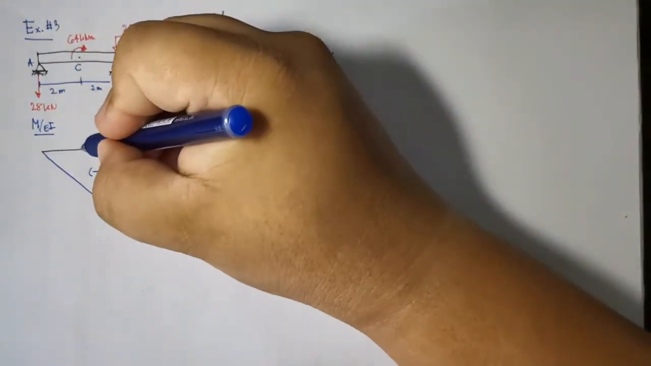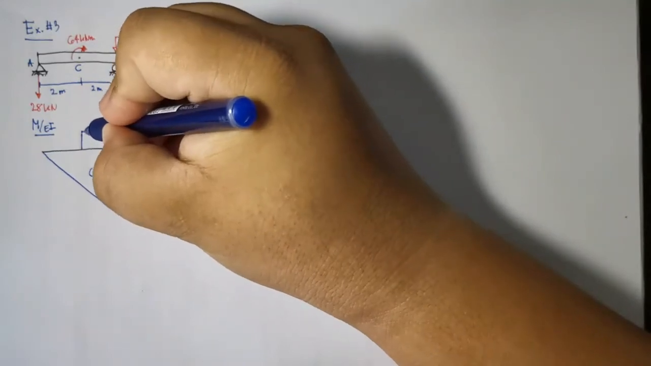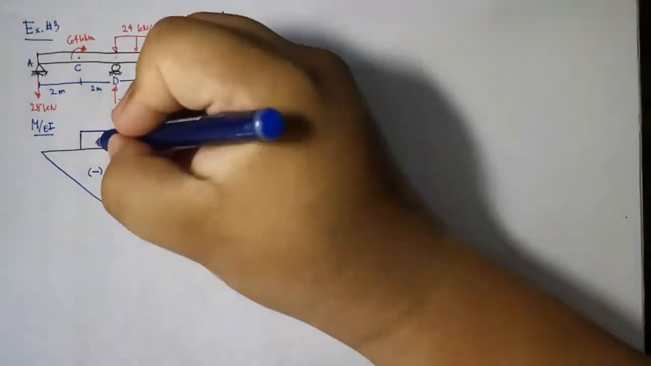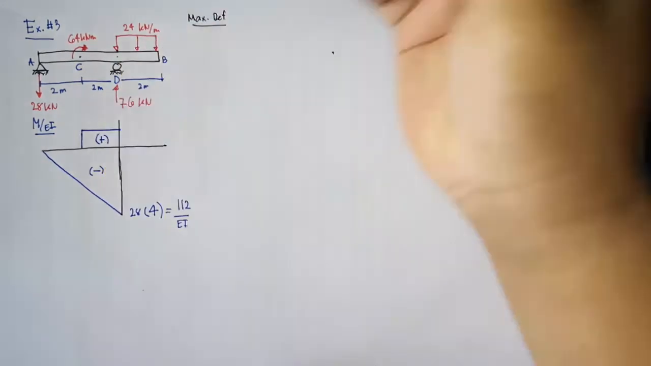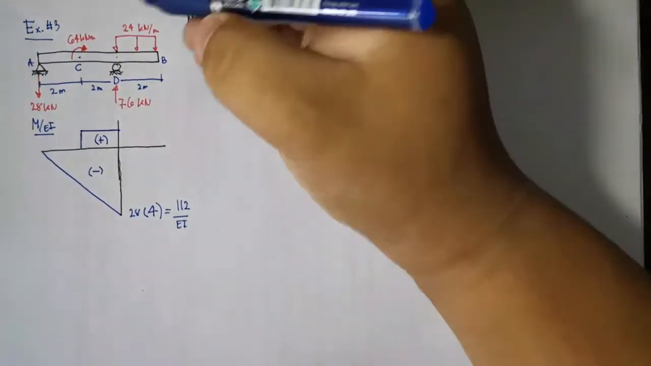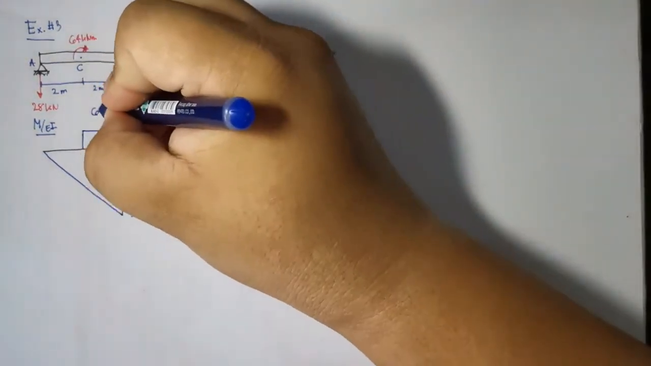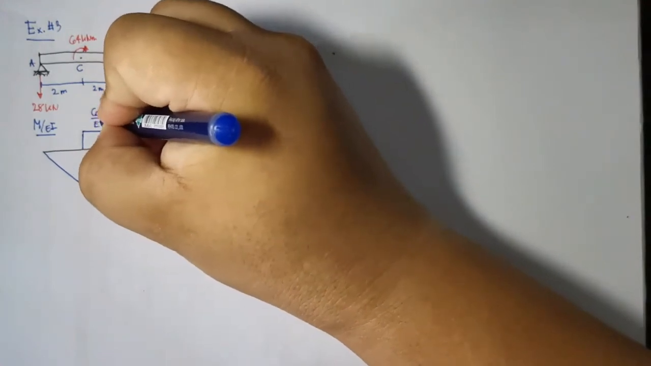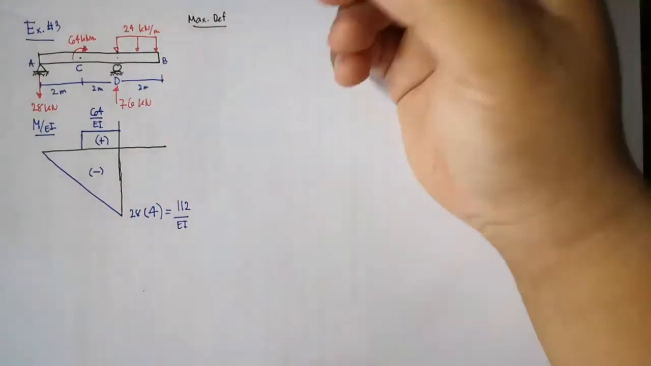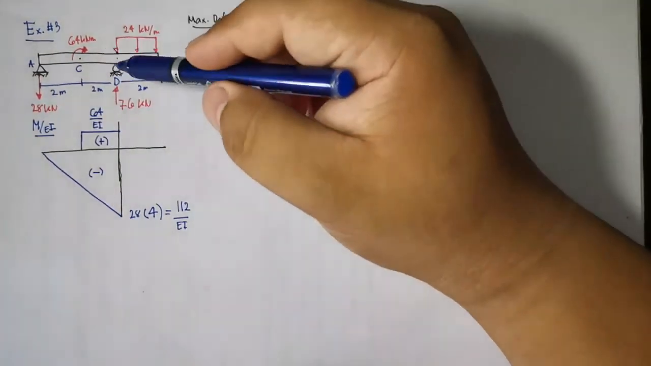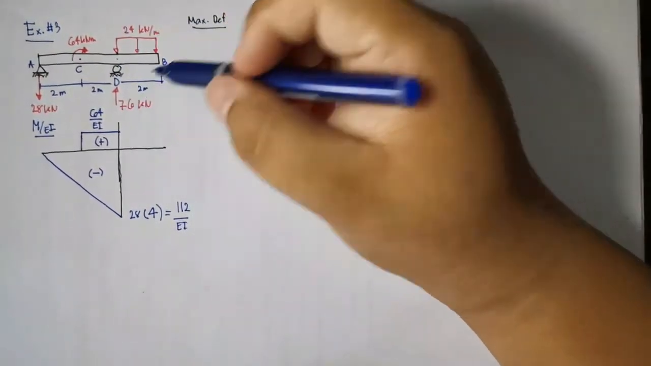So, from C, rectangle, going to D, this one is positive. Its value, since the moment is 64, is 64 over EI. Okay? The 676 kilonewton force has no moment about D because it acts right there at D, so we can disregard that.